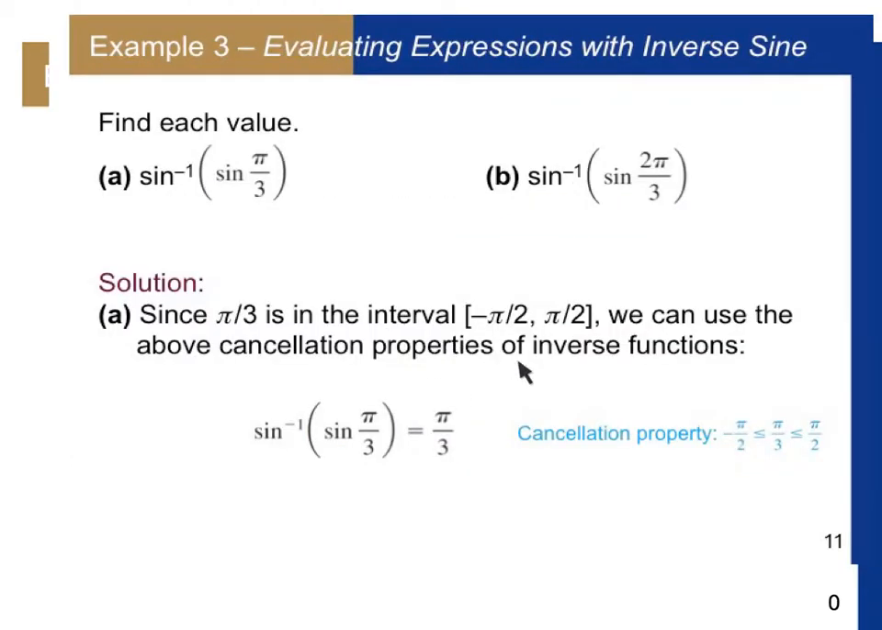Okay, let's look at an example. Inverse sine of sine of pi/3. Since pi/3 is in that interval, -pi/2 to +pi/2, we can just say it cancels out. So we get pi/3. So we're using our cancellation property there. Because pi/3 is where we want it to be, between -pi/2 and +pi/2, we can say the inverse sine of sine of pi/3 is pi/3.